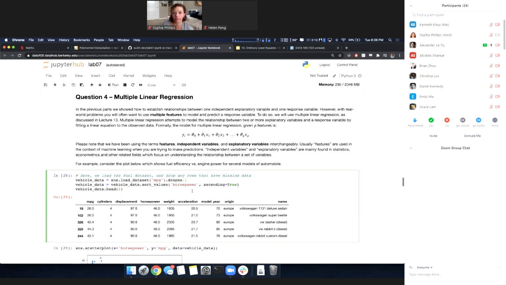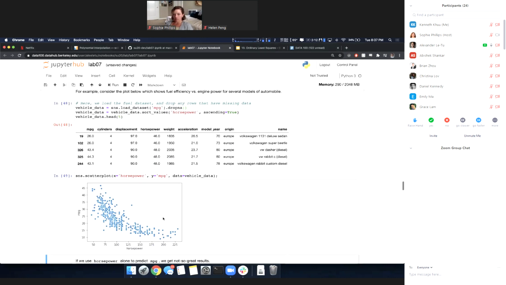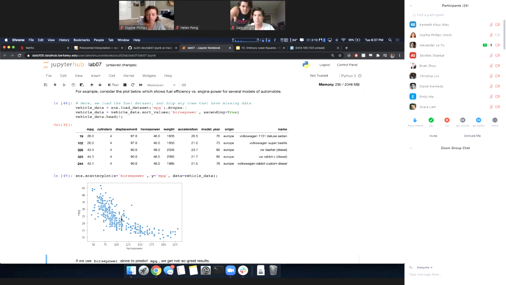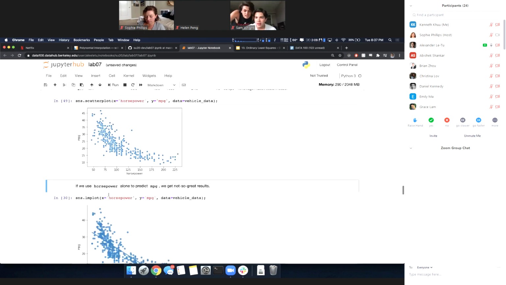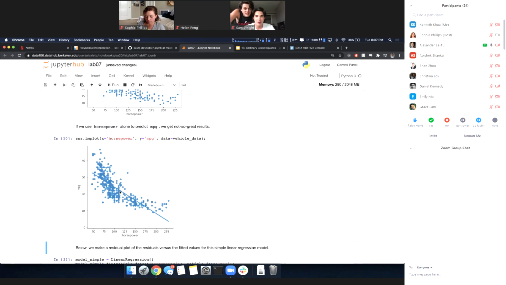Okay, we'll run these first few cells to load in our data. This gives us a view of what it looks like. We can go ahead and plot. For these questions, we're going to be mainly concerned with horsepower first against miles per gallon. Here we've plotted horsepower on the x and our response variable miles per gallon on the y. We can see that there seems to be some downward trend, and it seems slightly curved.